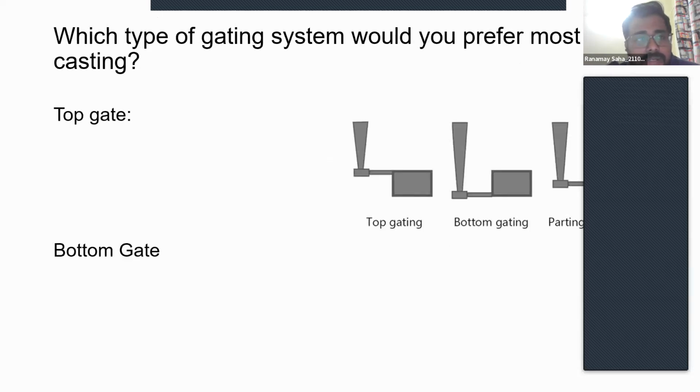So now comes this question. Can you guys tell me what type of gating would be the most preferable if you are given a choice?